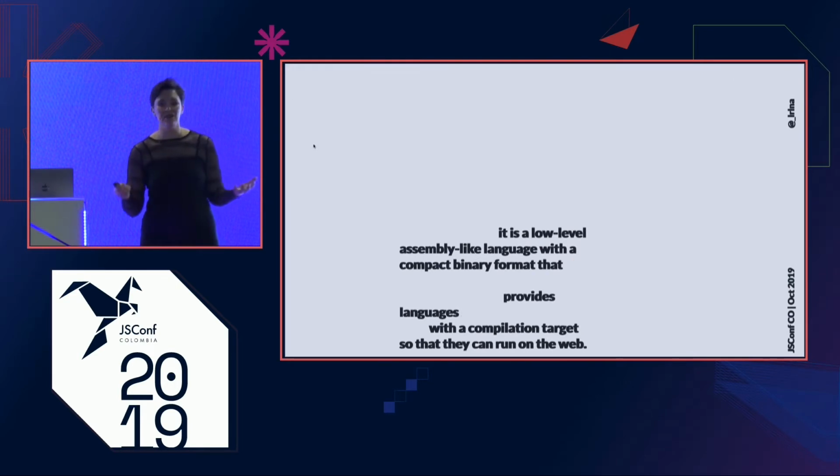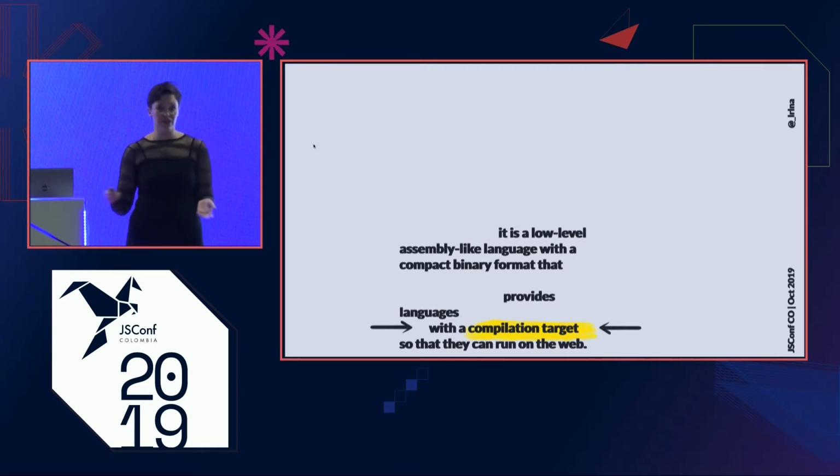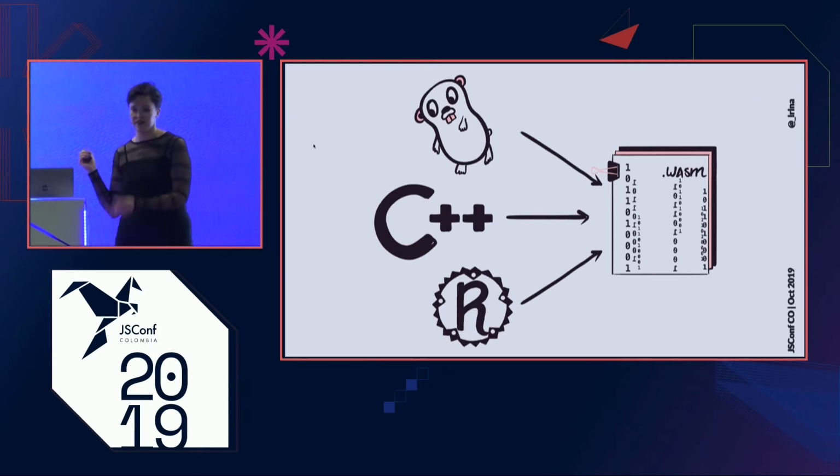But ideally, what it basically comes down to is that it's a low-level assembly-like language in a tiny binary format that you can use as a compilation target from whatever language you're writing your code in. Essentially it's a compilation target, so we need something to compile down from, which can be done from a whole bunch of different languages, like Go or C++ or Rust, which is what I've used to compile down to WASM.